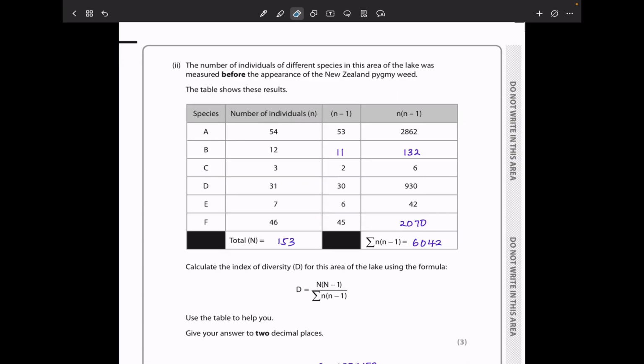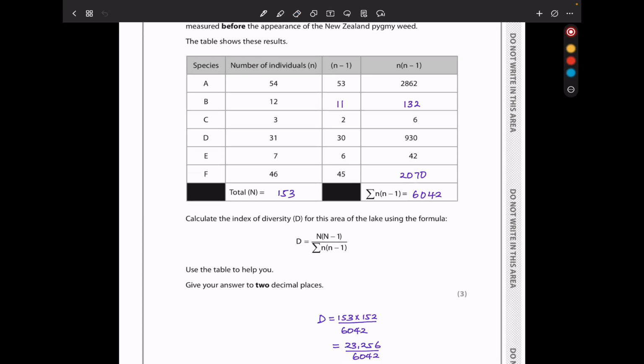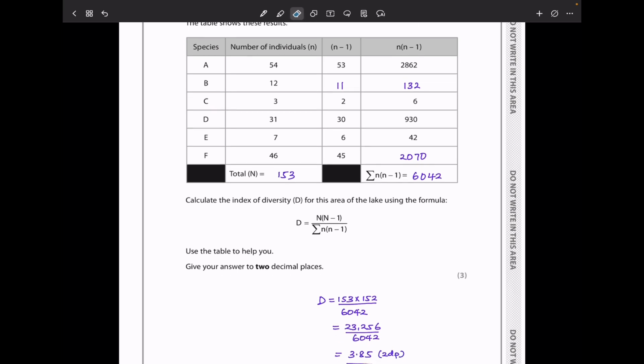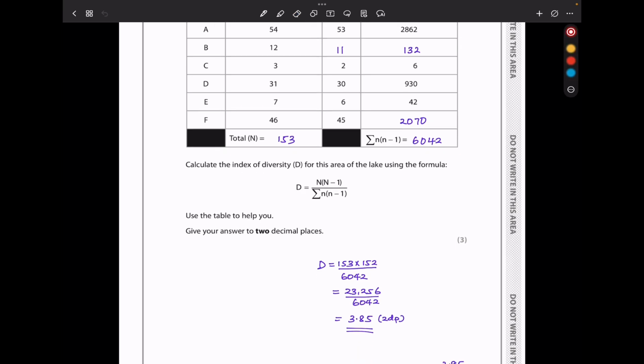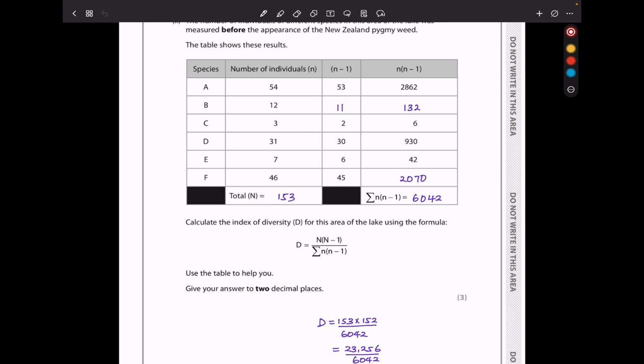The number of individuals of different species in this area of the lake was measured before the appearance of the New Zealand pygmy-weed. The table shows the results. So the results were presented in the table, and down here they said, calculate the index of diversity D for this area of the lake using this formula here. And they say, use the table to help you and give your answer to 2 decimal places. So from the table, there was some information that was not filled out. For example, here we need n-1, which is 12 minus 1, giving us 11. And that times that to give us that. Also here we needed that times that to give us that.